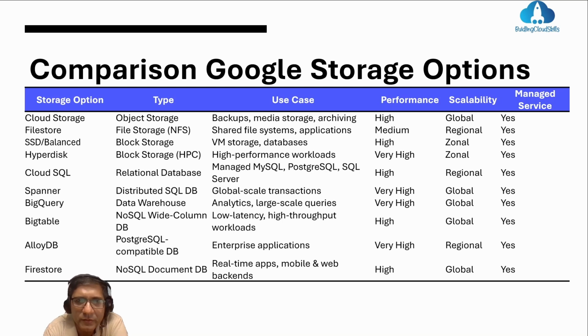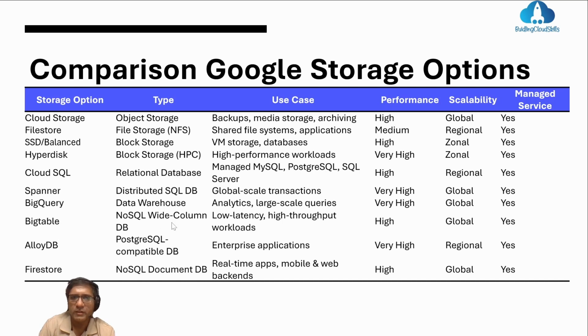Cloud SQL is a relational database that is managed MySQL, PostgreSQL and Microsoft SQL Server. That's the offering over here. Spanner is a distributed database from Google and it's a proprietary solution but can scale beyond typical MySQL implementations. It can be a global relational database solution. BigQuery is a data warehousing solution for analytics and handling petabyte scale data for analytics and machine learning.